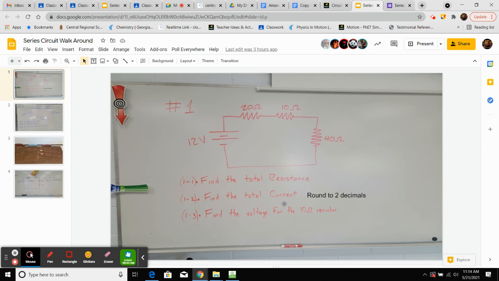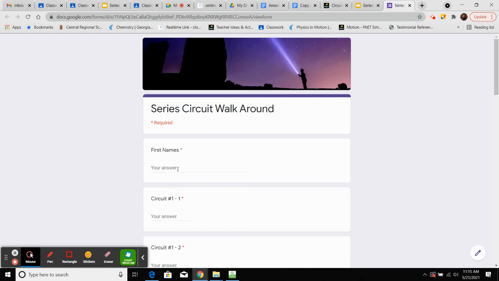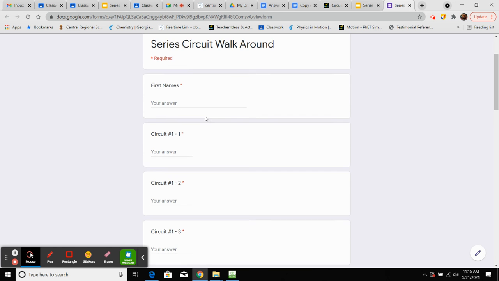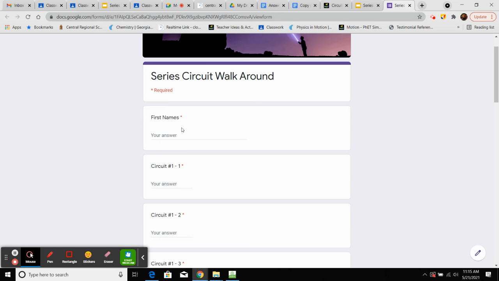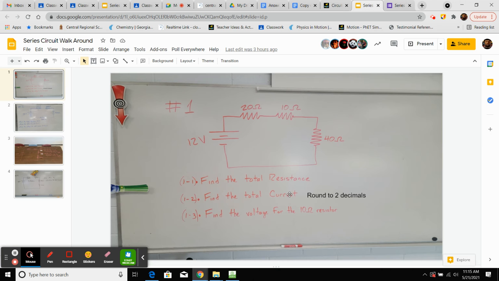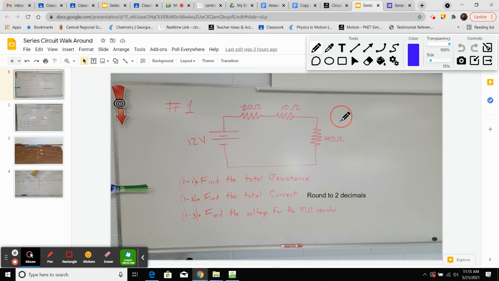So, for example, in this piece here, 1-2, make sure you have both names, first and last name. And then so we have this guy here, 1-2. So I'm going to find 1-2. Find the total current. Well, to do that, I need to find the total resistance, right? So if we had our triangle. Sorry, this thing is not the best.